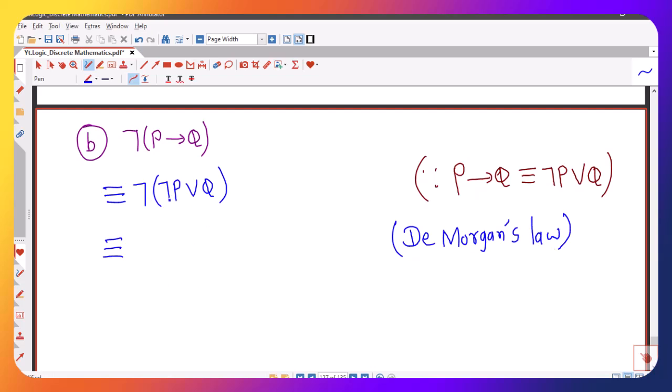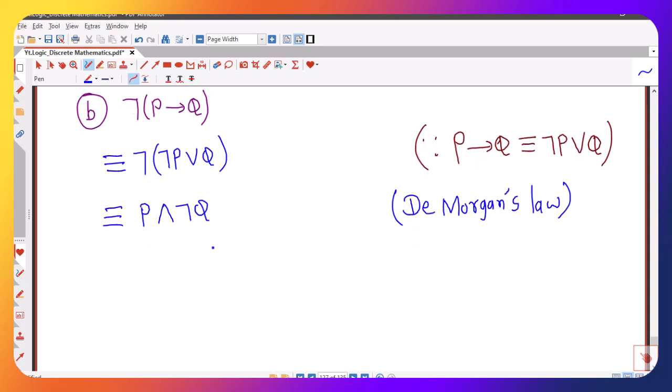Here I have negation of negation P or Q. So that is going to be negation of negation P, that is capital P, or will be replaced by and negation of Q. So now we have P and negation Q. So this is conjunction of P and negation Q. So it is not in principal conjunctive normal form. In principal conjunctive normal form, we require the conjunction of max terms only.